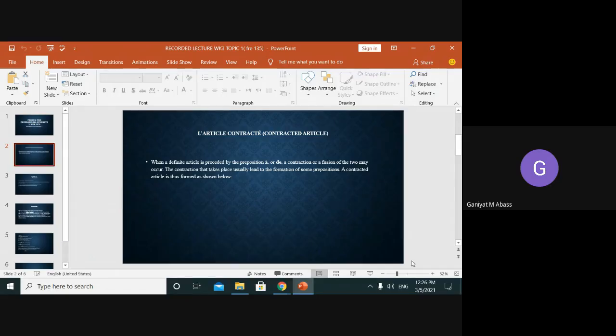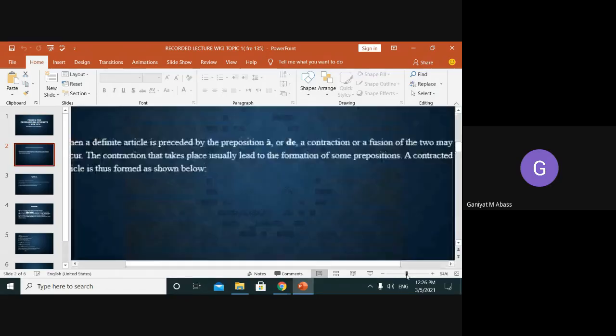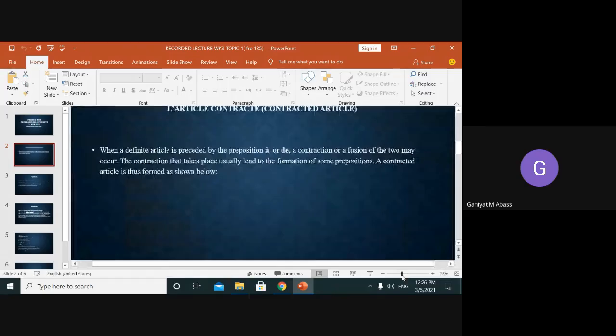L'article contracté. In French, when a definite article is preceded by the preposition à or de, a contraction or a fusion of the two may occur. And the contraction that takes place usually leads to the word formation of some prepositions. A contracted article is thus formed as shown below.